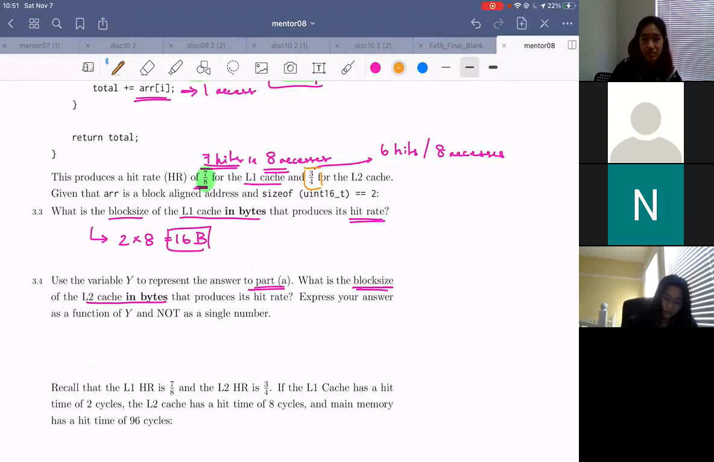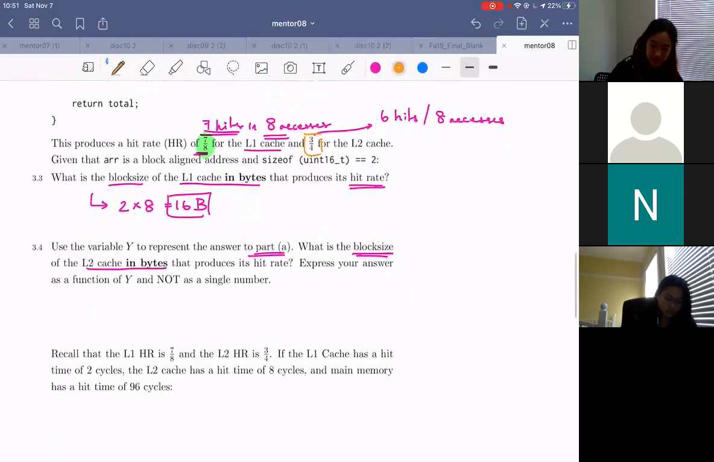But something else that's going to be different is that every block that we load into L1 is also going to be loaded into L2, which means that, to a certain extent, our block size in L2 is going to be different. So in order to actually accomplish this, we know a couple of things.